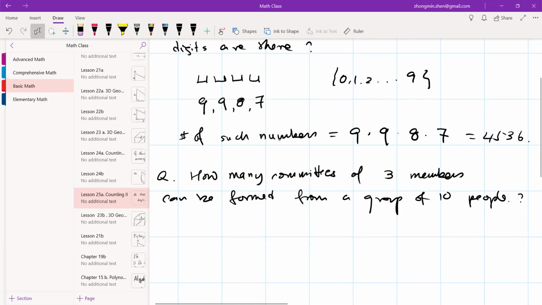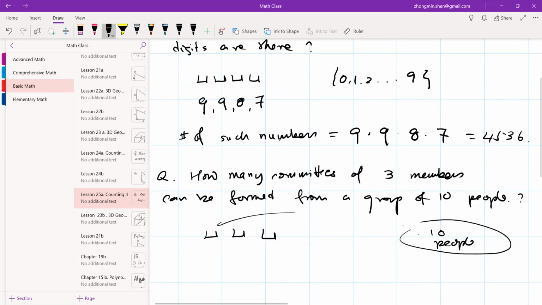Okay, here's what we do. You're going to select three members out of a group of 10. So there are 10 people here. I'm going to put three chairs in a row, and I'm going to pick people from this group. For the first chair, you are going to get 10 choices. For the second one, because the one already selected is gone, you have 9 choices. Then you have 8 choices.